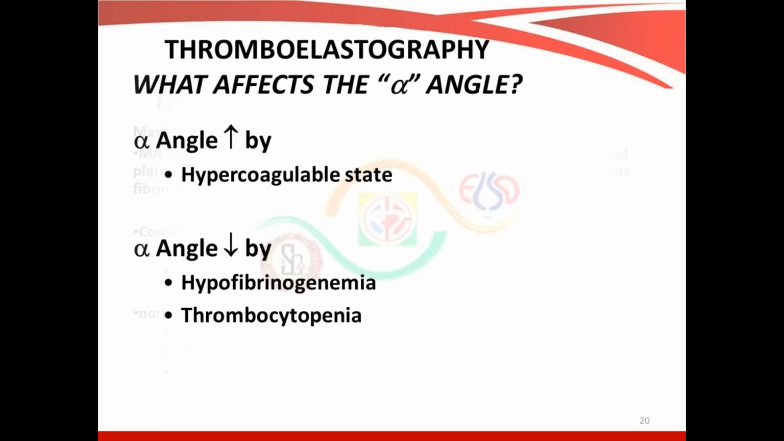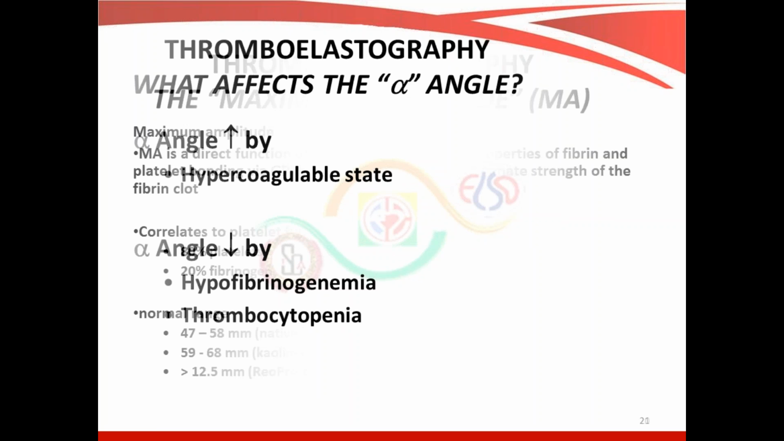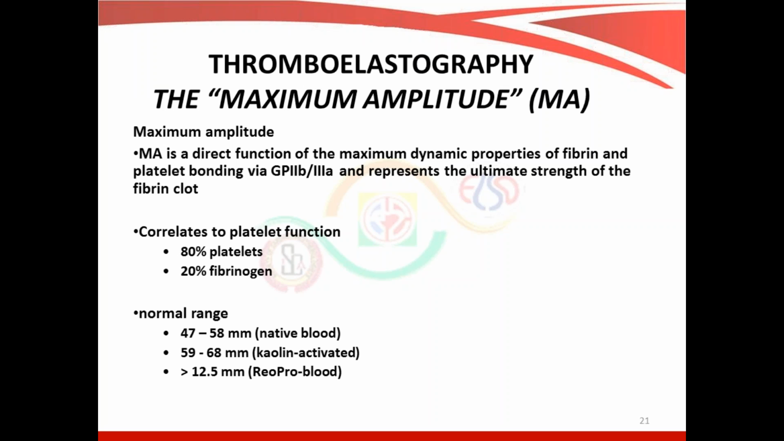So maximum amplitude, 80% platelets and 20% fibrinogen is what the platelet function is. The MA is a direct function of the maximum dynamic properties of fibrin and platelet bonding via GP IIb/IIIa and represents the final fibrin strength of the clot. It correlates to 80% platelets and 20% fibrinogen. So when you have a stable clot, the stability is due to 80% platelets, 20% is fibrin. And the normal range of MA is between 45 to 55 is the way I remember it. But more than 12.5 millimeters is in Rio Pro blood, and between 59 to 68 is in kaolin activated blood.